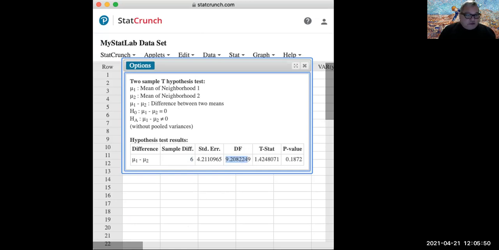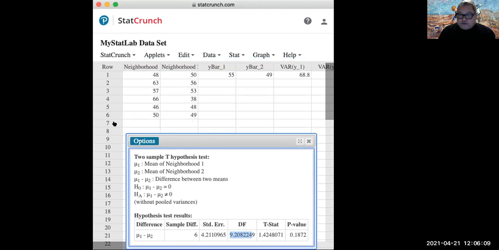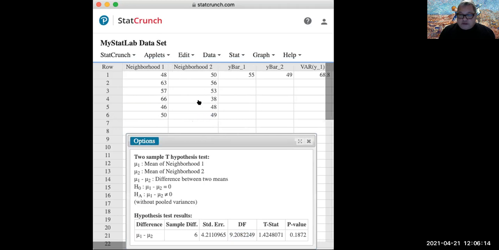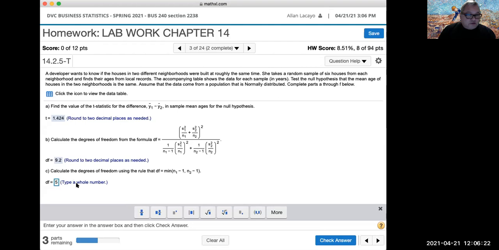Now, if we are looking for a different formula for the degrees of freedom, we would have used 5. 5 is the minimum between 6 and 6, because there are 6 observations in every data set. So if we use a different rule, the rule of the minimum of the degrees of freedom of sample size 1 and sample size 2, you'll notice that in both cases, this rule would have yielded 6 minus 1, which is 5.